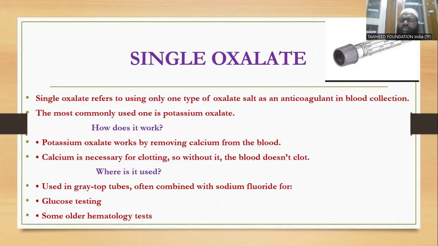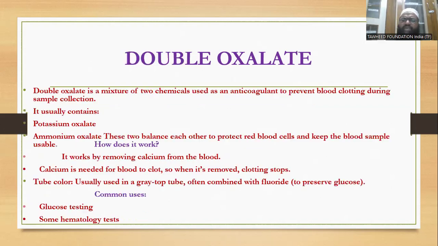The most commonly used one is potassium oxalate. How does it work? Potassium oxalate works by removing calcium from blood. Again, same thing. Calcium is necessary, as we already discussed in previous slides. So it is used in gray top tubes. Glucose, again, is for glucose testing. Some older hematology tests we can also perform.